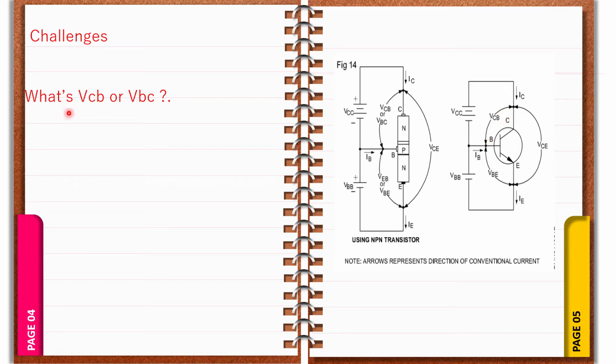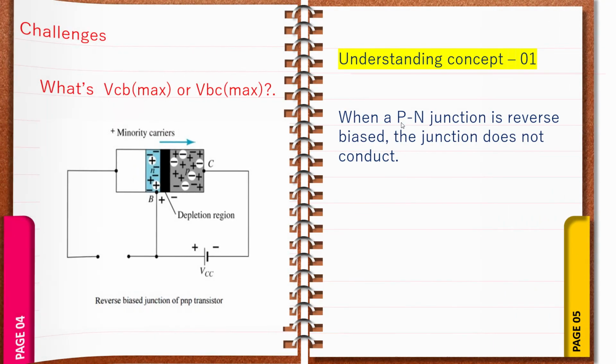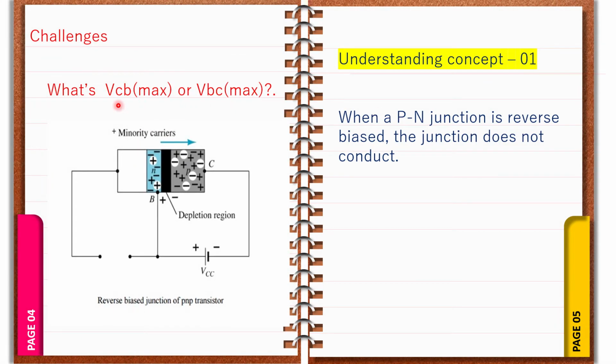So now what is VCB max or VBC max? Okay, same here. I am repeating the same procedure. Earlier I explained VBC max means base emitter maximum voltage. Okay, that is in forward condition. Now this is in reverse bias. That is in forward bias. This is in reverse bias. I told you what is forward bias, what is reverse bias.